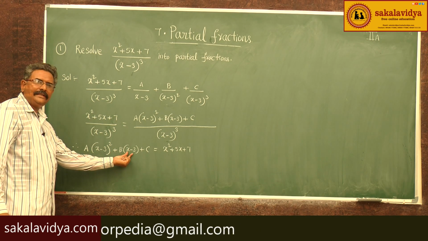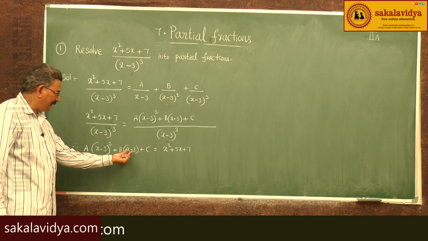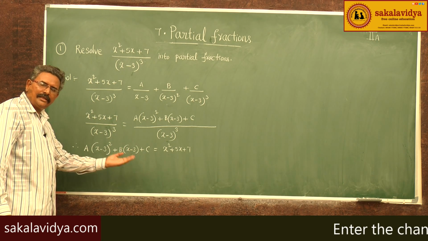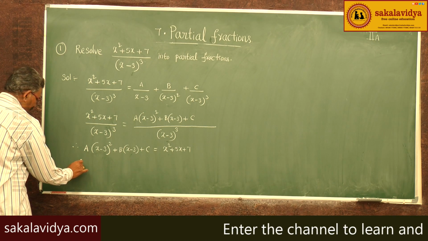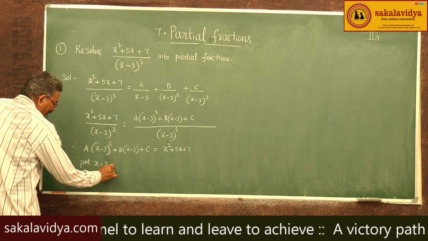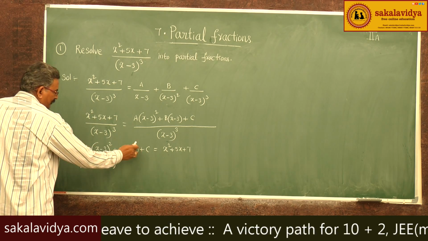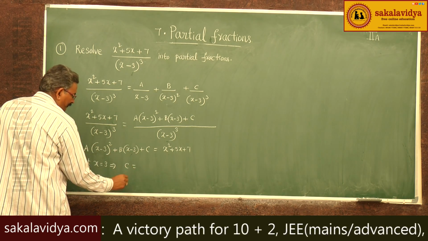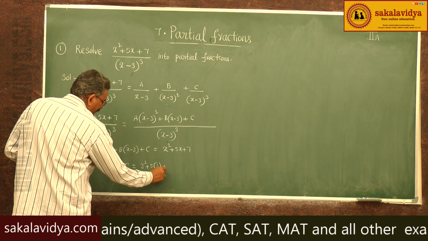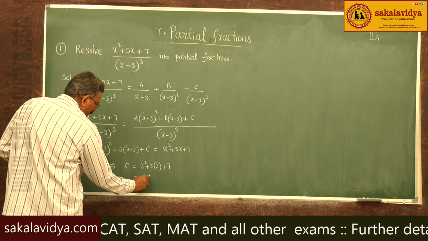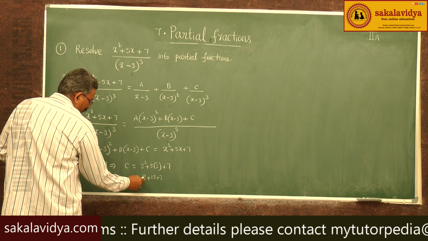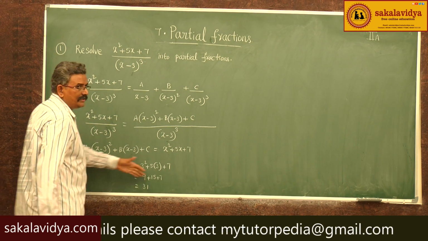Now, we have one linear factor x minus 3, a linear polynomial. The zero of the linear polynomial is, we know, 3. Let us put x equals 3 first. If we put x equals 3, this becomes 0, this becomes 0. So c equals 3 square plus 5 into 3 plus 7, so 9 plus 15 plus 7, which is 22 plus 9, 31. So c value is known.